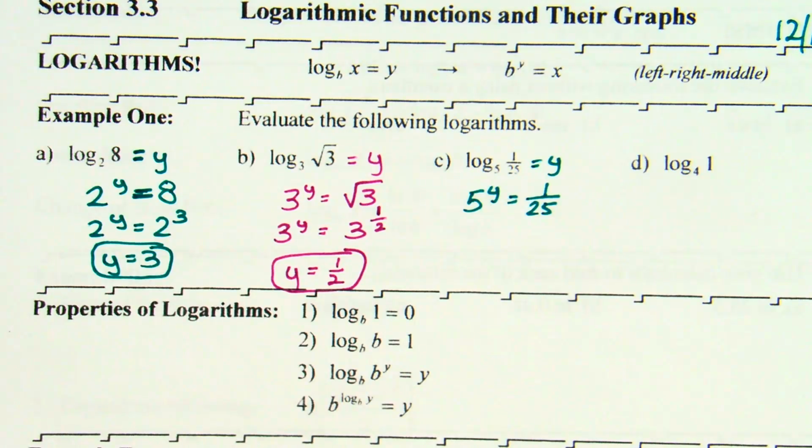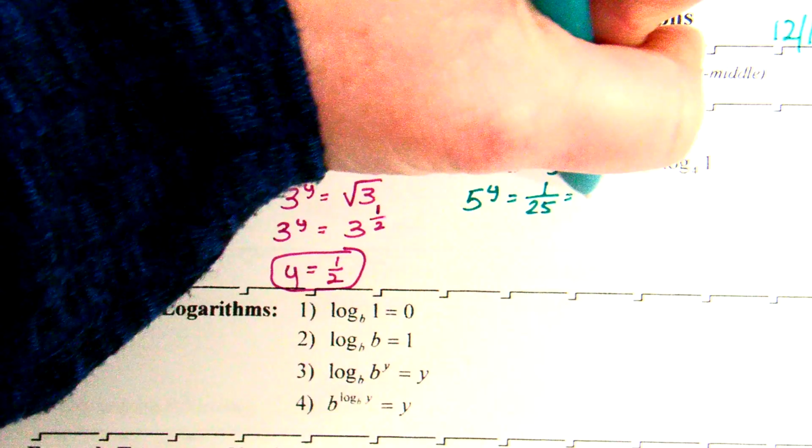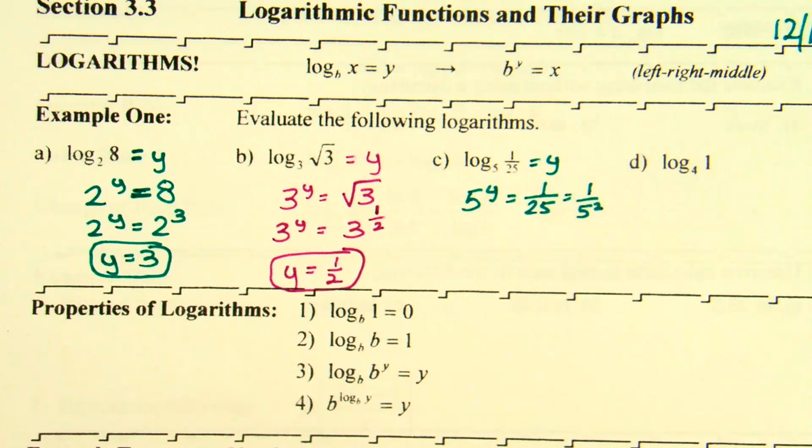What are your thoughts about 1 over 25? No, wait. Let me rephrase that question. What about 25? 5 squared? Is that one? So think of this instead, if you will, as 1 over 5 squared. 1 over 25 is 1 over 5 squared. So how do I get these both to have base 5? How do we get that 5 with an exponent out of the denominator?